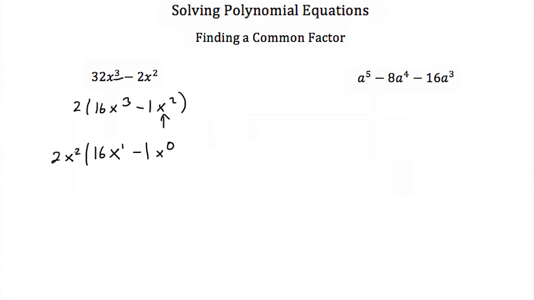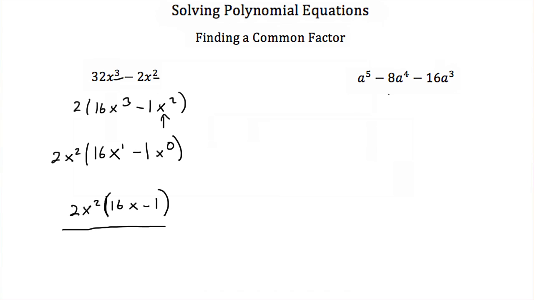So if I multiplied an x squared times x to the 0, again we would add our exponents, so we'd end up back to our 2. So to simplify this, this would be 2x squared times 16x minus 1. And this is our factored polynomial.